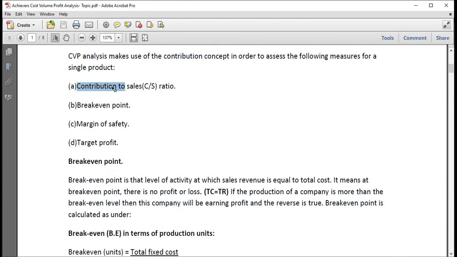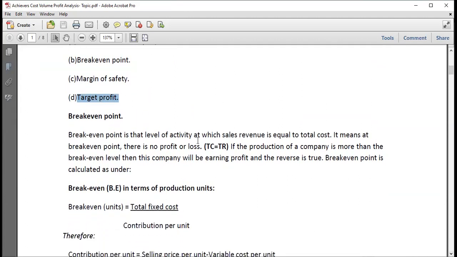So we have the following measures. We have contribution to sales ratio, which I've said is the contribution divided by the selling price. And then we have the break-even point, the margin of safety, and the target profit. Now, the break-even point, we've already gone through it, where at break-even, total cost is equal to total revenue. You get it?